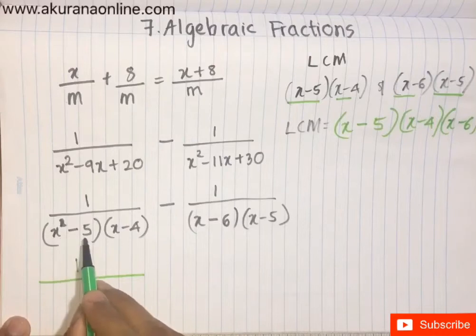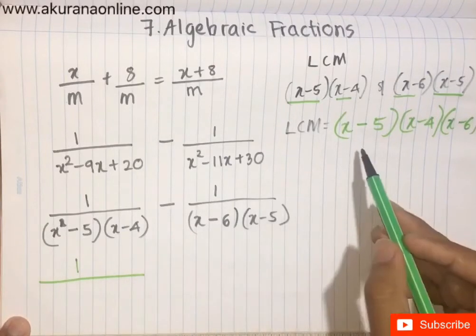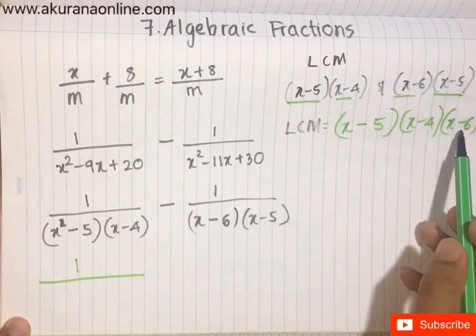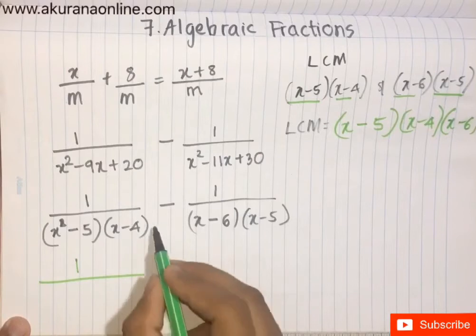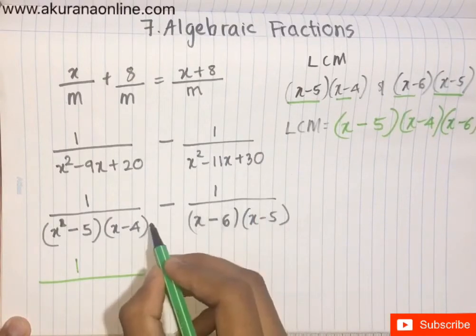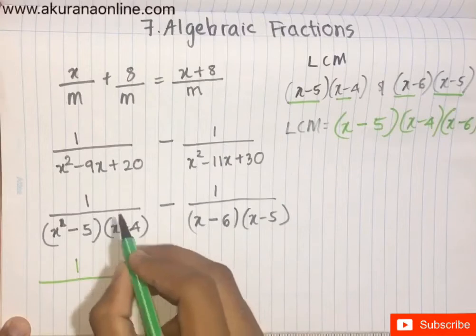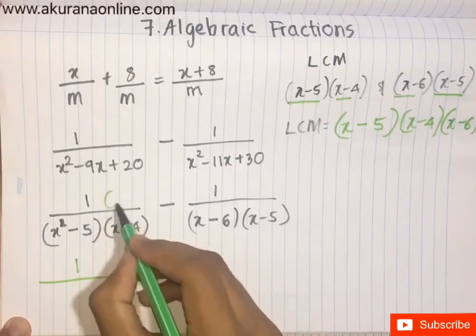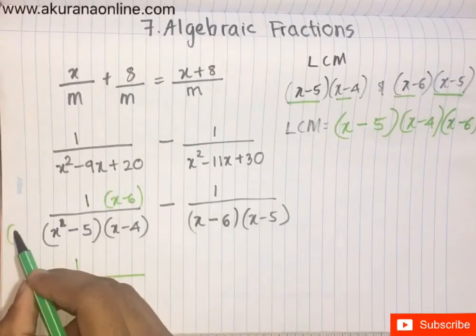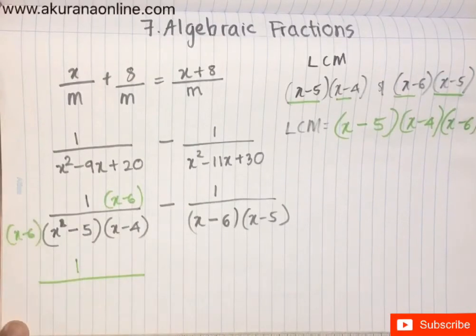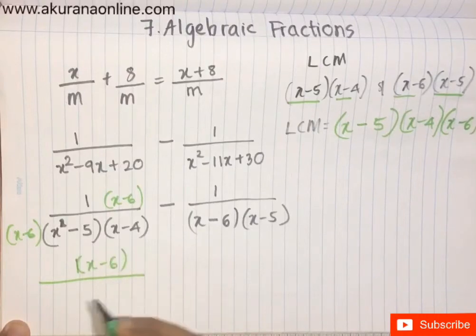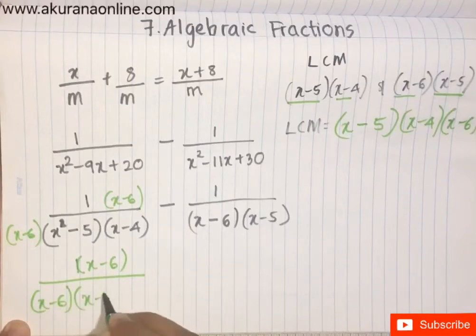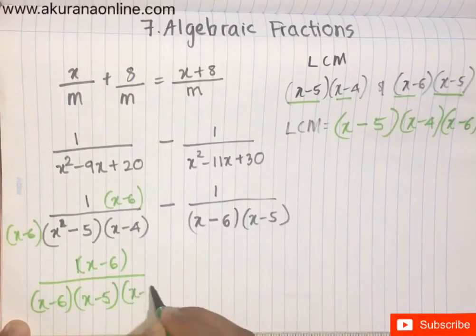Now, in order to solve the first fraction, in the denominator you have only x minus 5 and x minus 4. But what is our LCM? You have an x minus 6 term also. Therefore, in order to make the denominator equal to the LCM, you have to multiply this denominator and the numerator by x minus 6. Are you clear with that? After you multiply, you will have x minus 6 in the numerator, and in the denominator you will have x minus 6, x minus 5, and x minus 4.